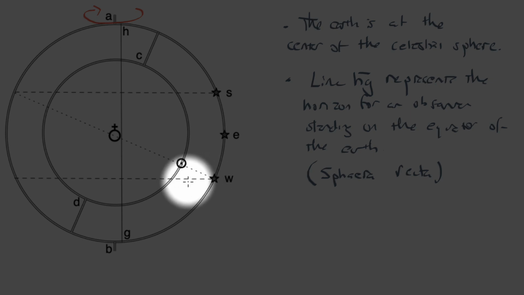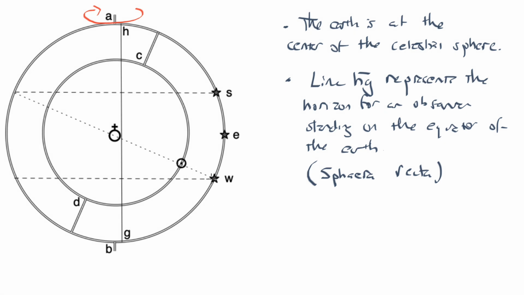So it will move along this line and then back along this line as it's rotating around the sphere back to this point. So it will always stay in front of this star marked with a W over the course of the day. That, by the way, is the day of the winter solstice.